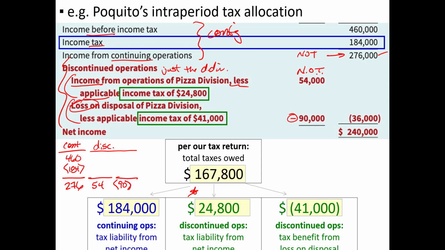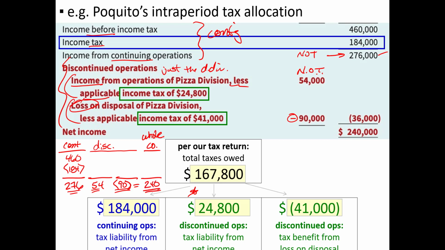Okay. Now these are just net results. Generally speaking, what happened up here, we don't really care too much. We can fill in the information from above, but really what we want to figure out is the overall corporation versus continuing versus discontinued. When you add up all these numbers, the whole company, continuing and discontinued operations, you see 276 plus the 54 minus the 90 gets us 240.